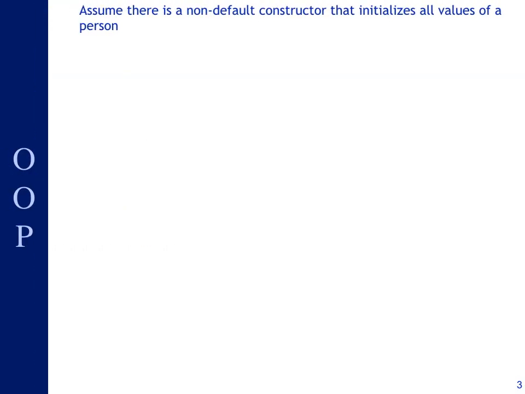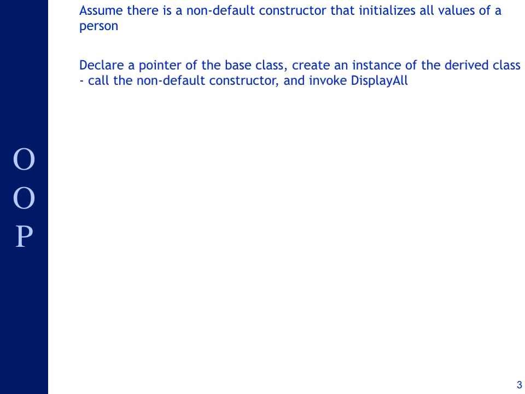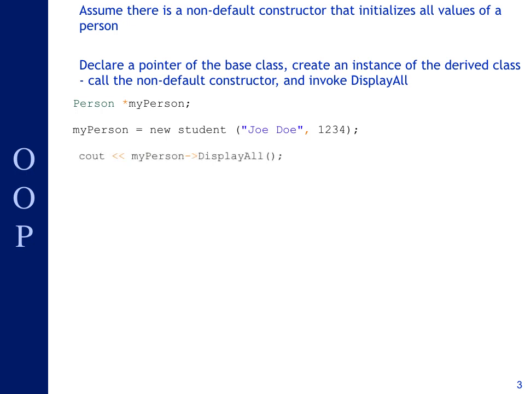So let's look at one more example. Let's assume there is a non-default constructor that initializes all the values of the person. So we're going to declare a pointer of the base class, create an instance of the derived class, call the non-default constructor, and invoke display all. So first we create a person pointer, my person. We create a student using my person. The problem is, as we do that, the person pointer can only see the attributes from the person point of view, not the student, because we're using a person pointer.